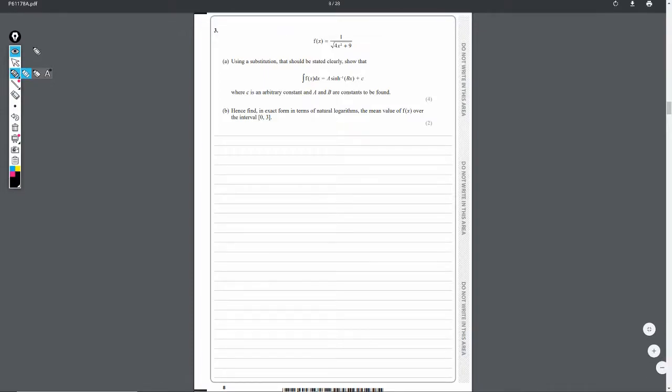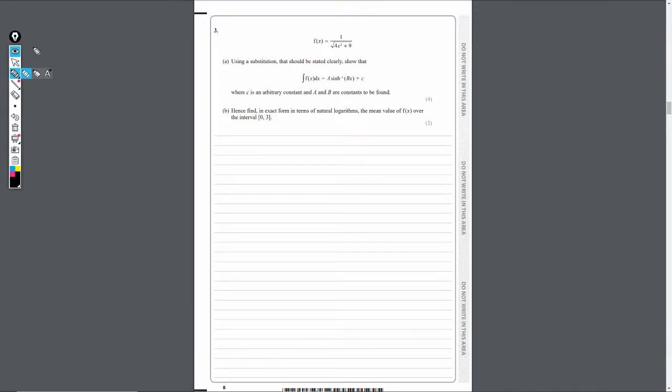Moving on to question 3 now, we have a question here to do with integration, and it's related to the hyperbolic trig functions, and it's using substitution, and we're asked to state clearly what that substitution is. And then part B is just a dead brief one on the mean value theorem. Okay, so just 2 marks for that. So let's jump into question 3a. Let's have a go at tackling it.